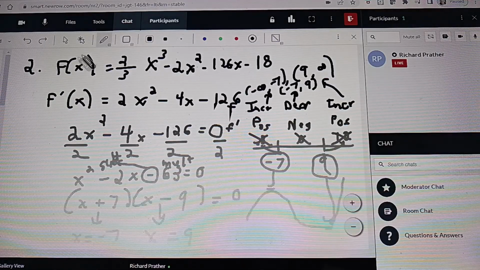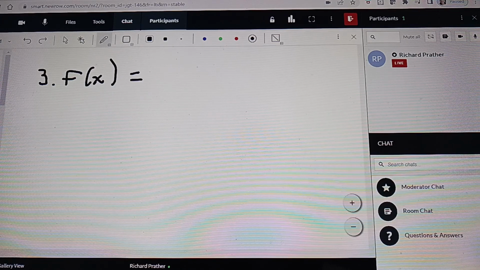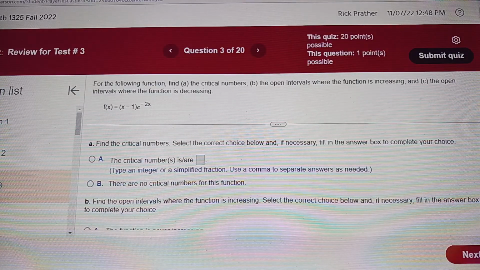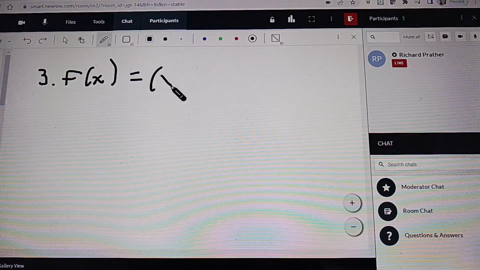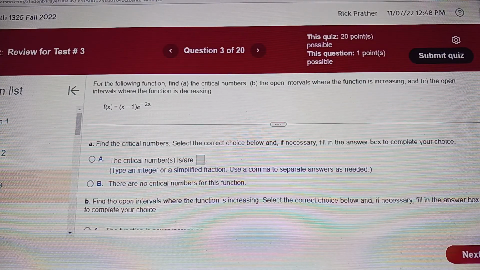So number 3, original function is x minus 1 e to the -2x.